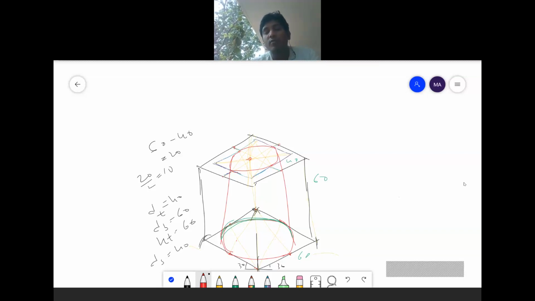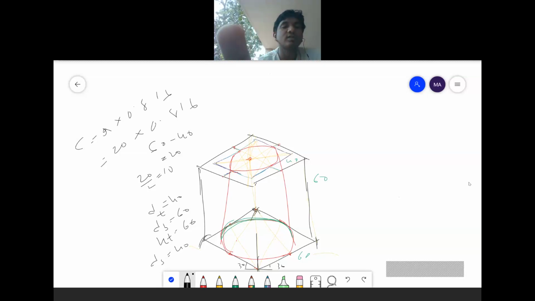From that midpoint, for drawing the sphere, I am calculating the formula for the center. Center is equal to r into 0.816. R is nothing but 20 mm, into 0.816. It will be around 16. If we calculate, we'll get 16 mm.